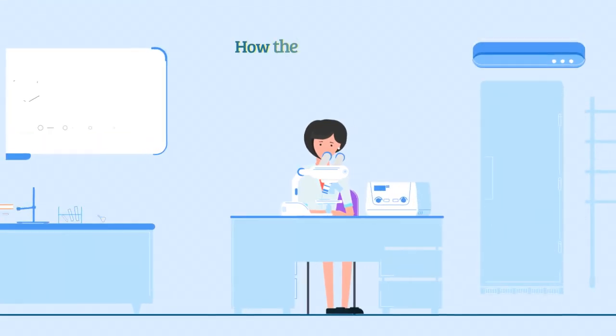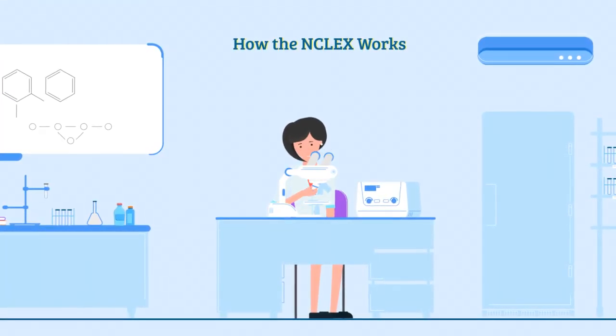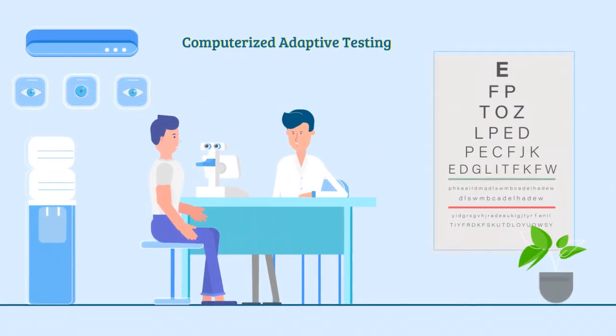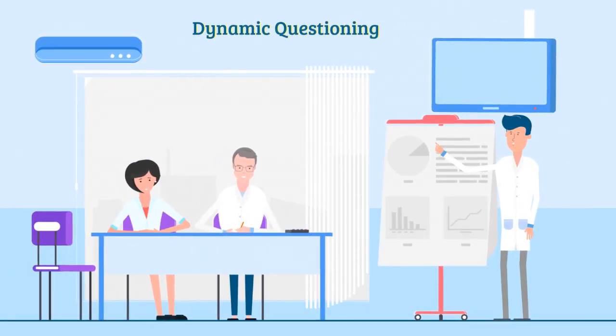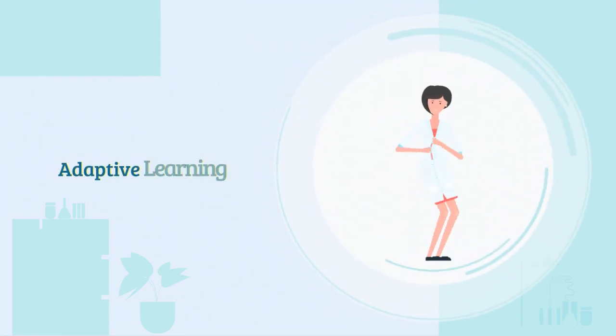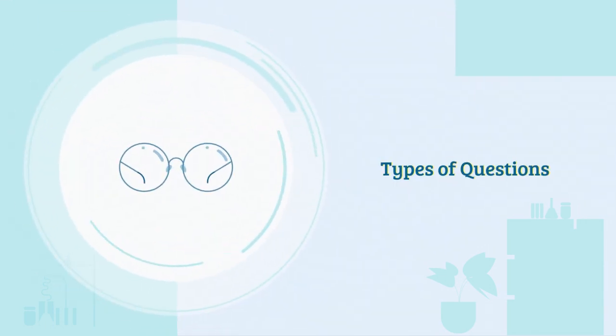How the NCLEX works. The exam uses computerized adaptive testing, CAT. That means the questions change based on your answers. More correct answers, harder questions. You'll see different types. Multiple choice.